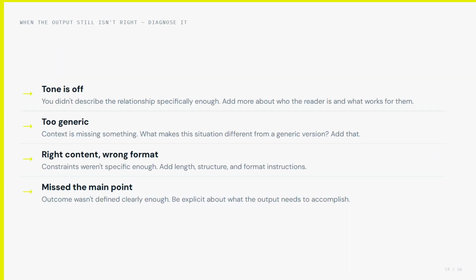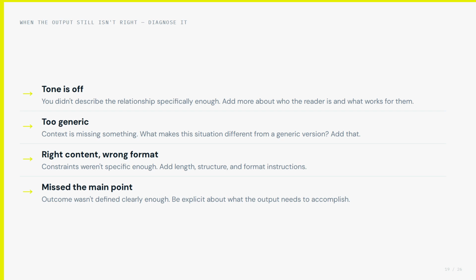Even with a strong description, Claude AI will occasionally produce something that isn't quite right. Here's how to diagnose and fix it. If the tone is off, you probably didn't describe the relationship specifically enough. Add more about who the reader is, what your relationship is like, and what tone works for them specifically. If it's too generic, the context is probably missing something important.